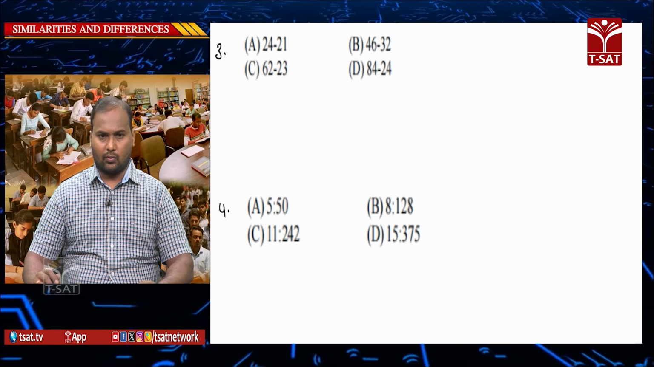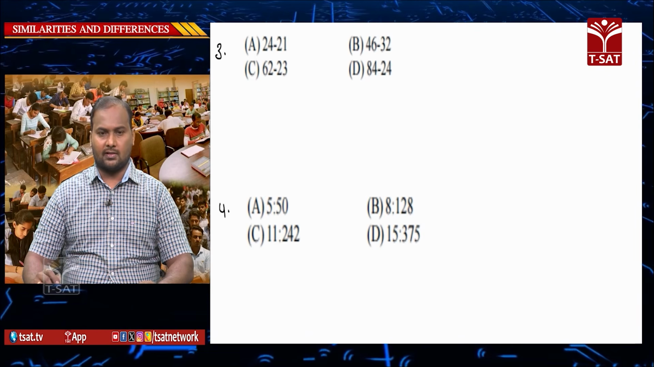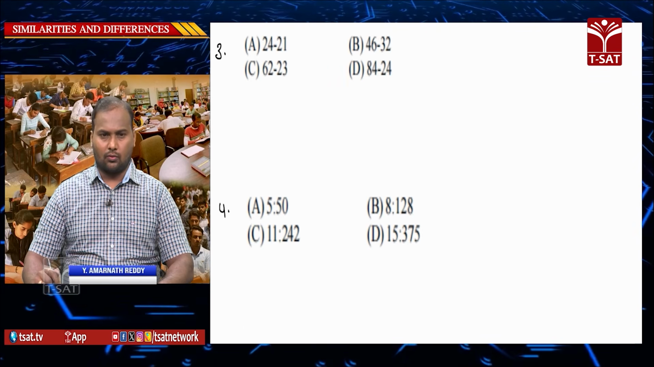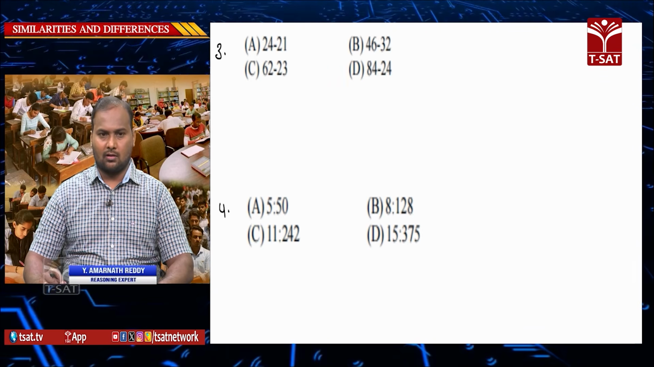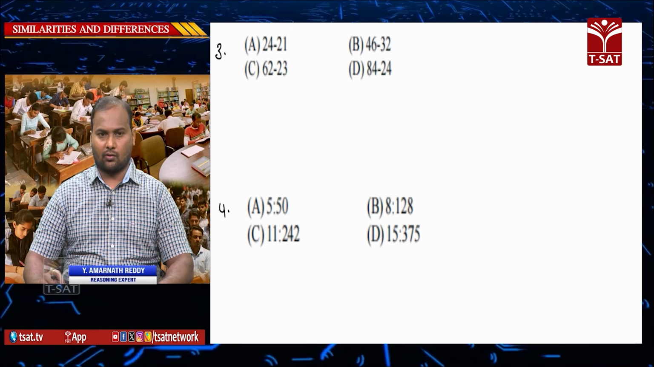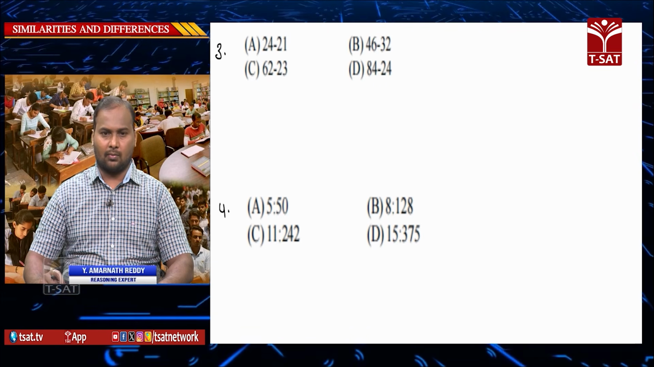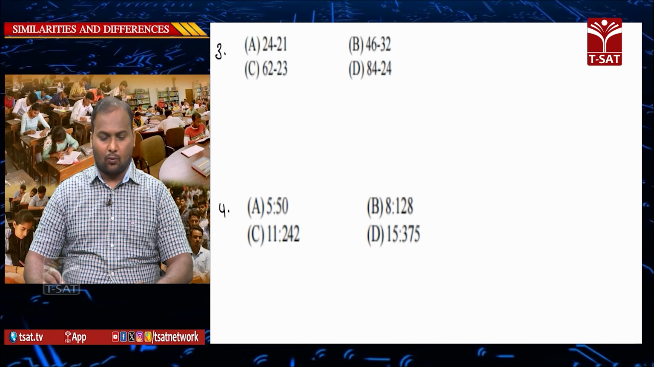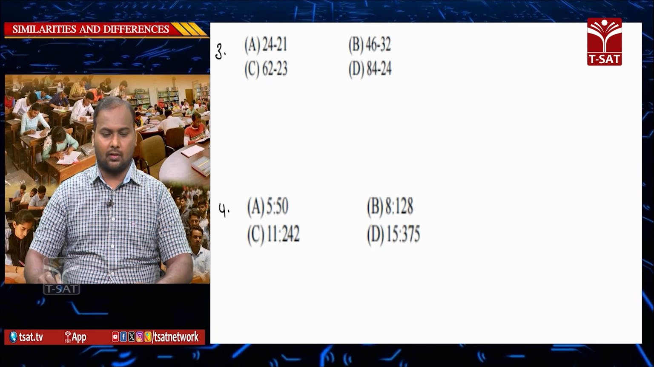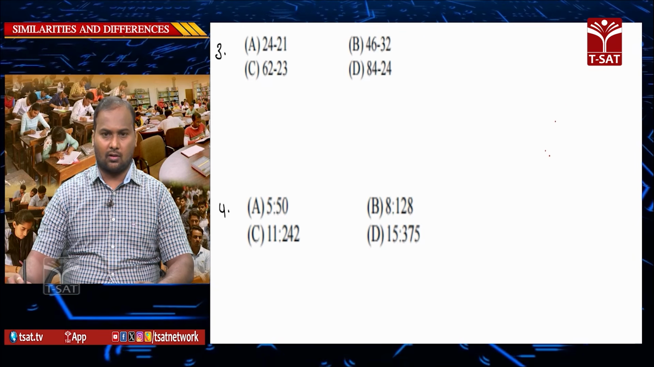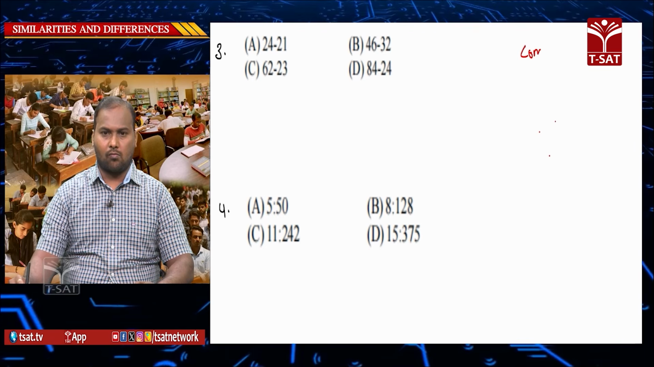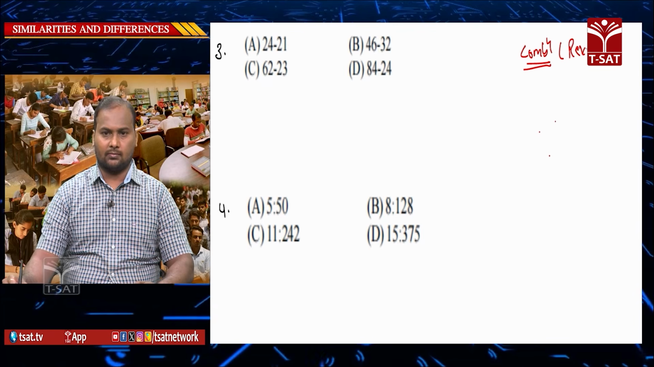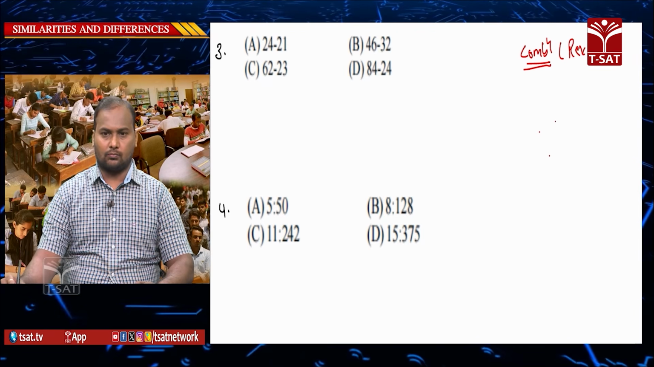If you see the numbers here, 24, 21, 46, 32, 62, 23, 84 and 24. So what you need to do here is see the range of numbers, whether squares, cubes, multiplications, common factors, sum of digits or multiplication of digits is possible. Check that first. That is very much important. Once you have done this, if you see the logic here, the logic is based upon a combination. So what is the combination here? First he is reversing and then multiplying by 2. So this is the logic.